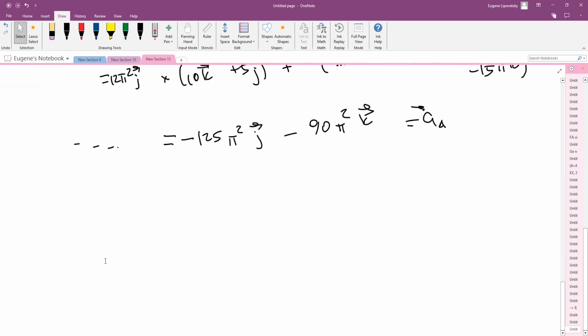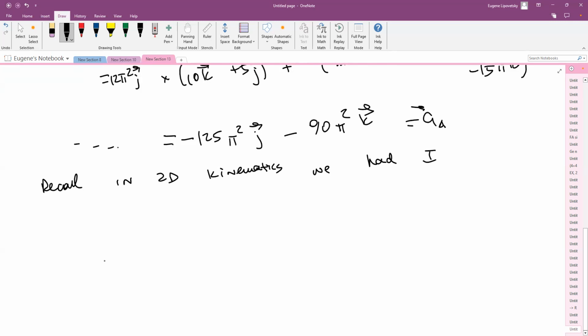We have more examples. Recall in 2D kinematics, we had ICV, instant center of velocities. In 3D kinematics, we have the instant axis of rotation.